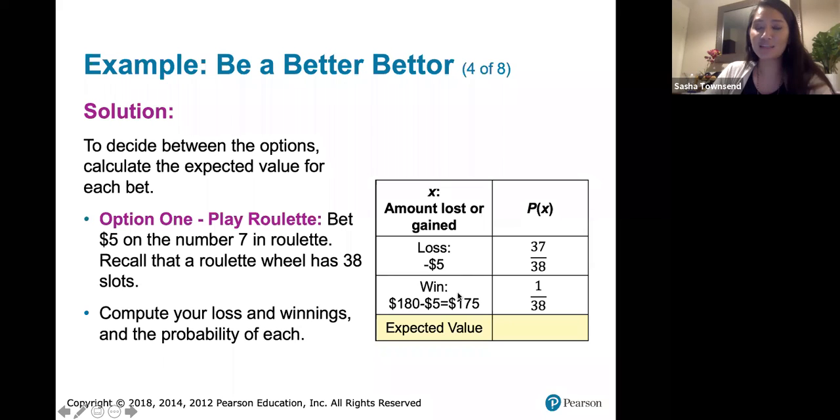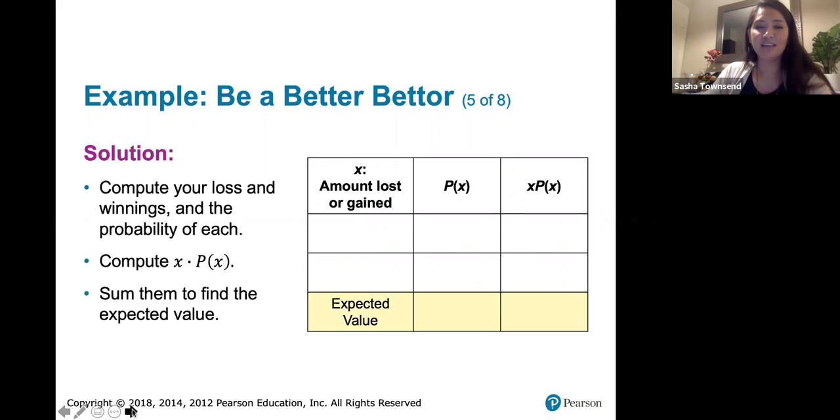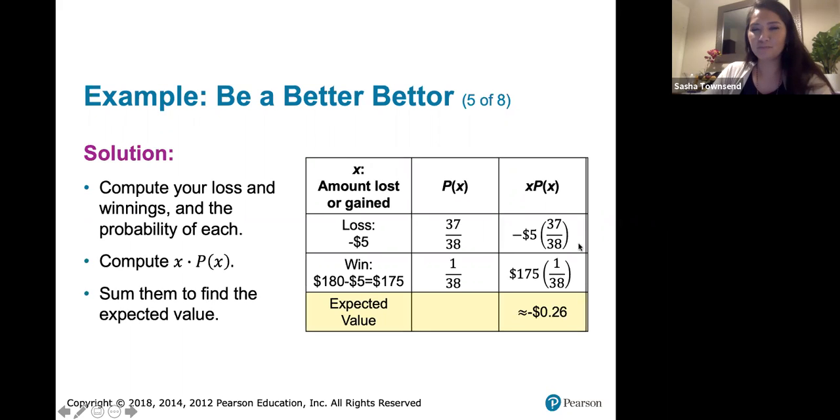Now, if we want to find the expected value, we take these x values over here and we multiply by the probabilities over there and we add them together, and that's expected value. Now we want to compute our loss and our winnings and the probability of each, like we just did on the last slide. Then we want to compute the products, and then we want to add them to get the expected value. So you've got -5 times this fraction plus 175 times this fraction. If you add them together, you get this -0.26 approximately.